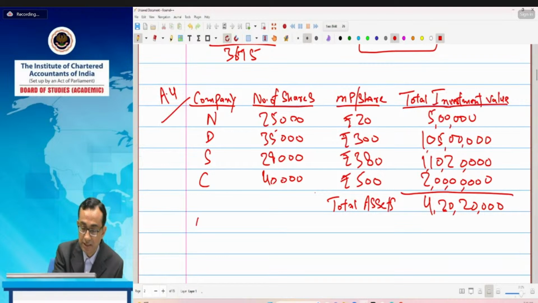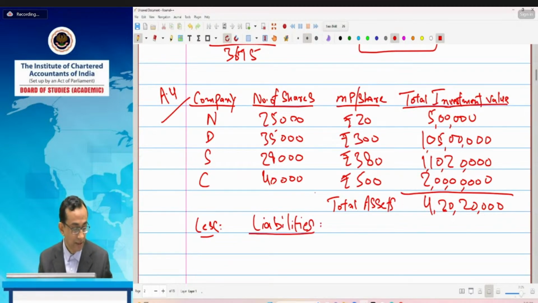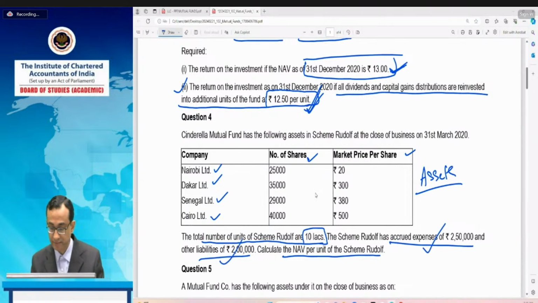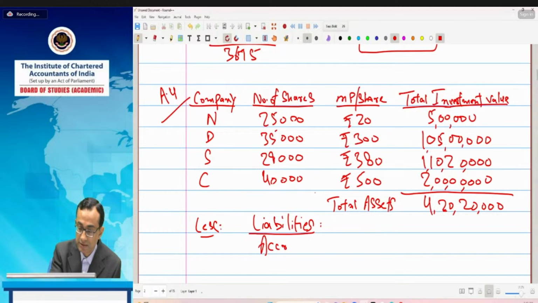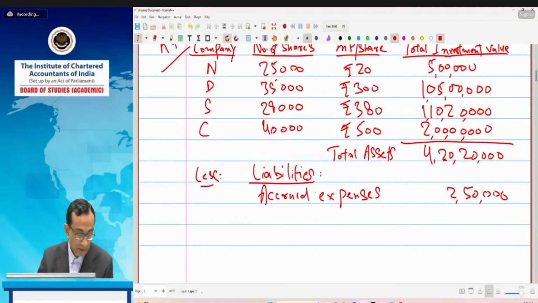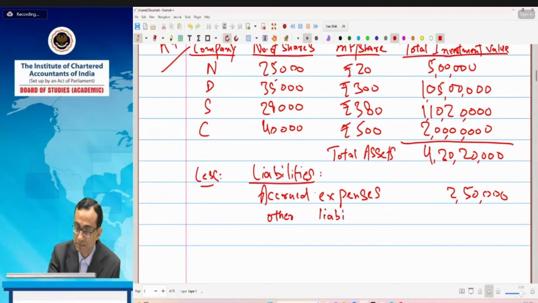Let us deduct the liabilities. Less liabilities. Under liabilities, first of all, liabilities are given in the question itself. Let us see. Accrued expenses, this is 2,50,000, and other liabilities 2 lakh is also given. So we will deduct accrued expenses, which is given, 2,50,000, and other liabilities, this 2 lakh.